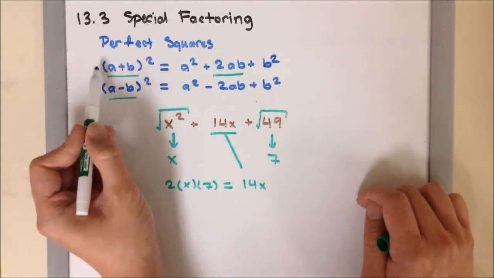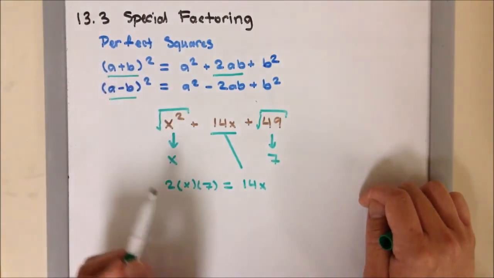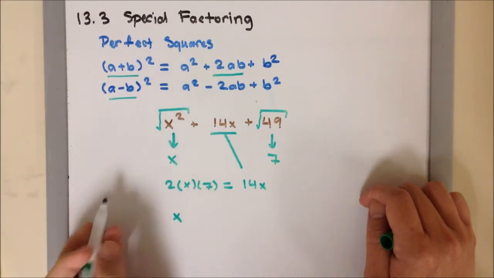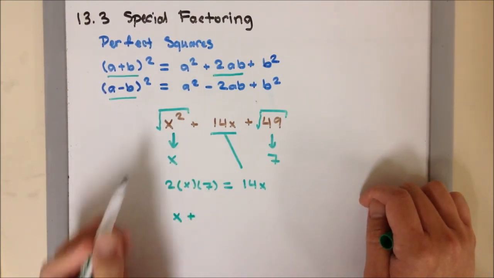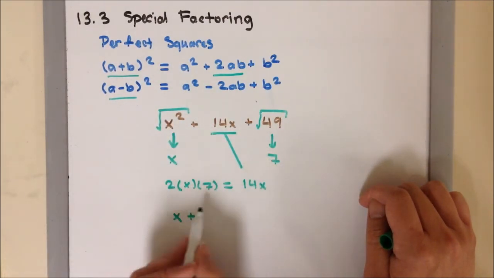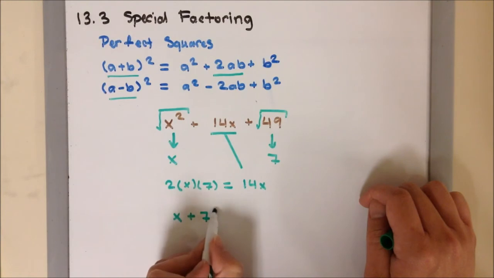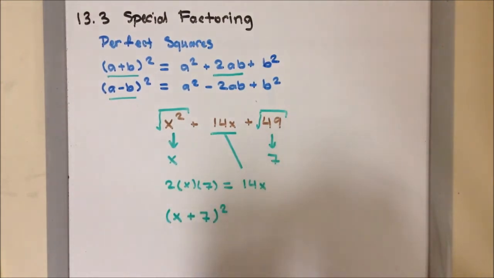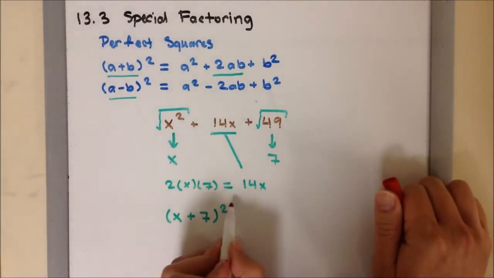So I'm going to set up my answer in this format. My a value, which is x, I'm going to write x first, plus, because the middle term is plus, and then my b value, which is 7, I will put in parentheses with the square. Make sure to include the square. If you don't, then you lose partial credit. And then this is our final answer.